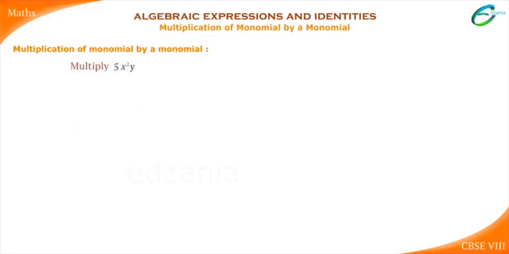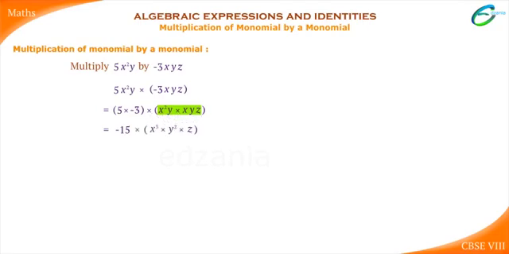Multiply 5x square y by minus 3xyz. Write 5x square y multiplied by minus 3xyz. Multiply the numerical coefficient of the first monomial and the numerical coefficient of the second monomial. So 5 into minus 3 into x square y into xyz. Multiplying 5 and minus 3, we get minus 15, and multiplying x square y by xyz, we get x cube into y square into z, by adding the powers of the same base using the exponential laws. Minus 15 into x cube into y square into z. Minus 15x cube y square z is the required product.